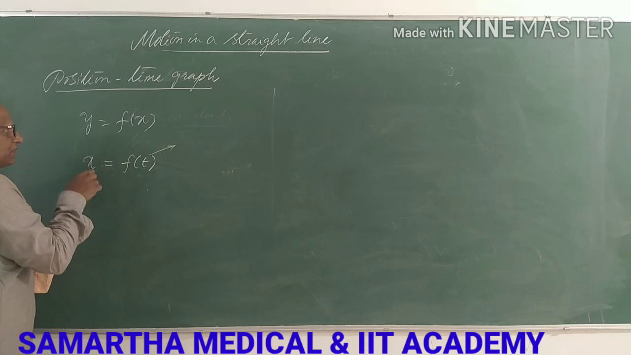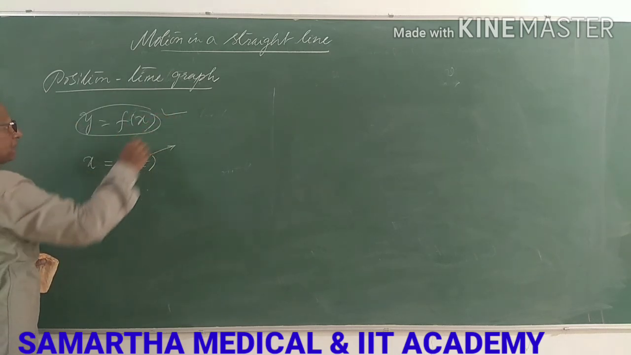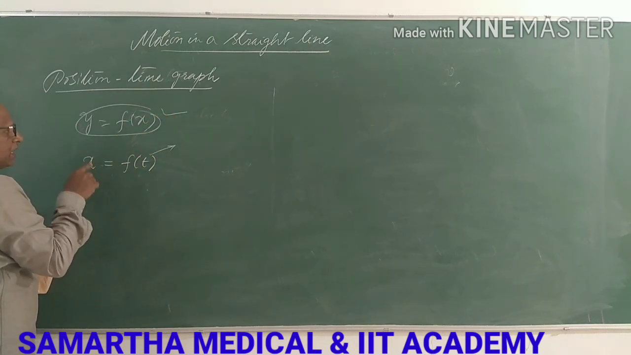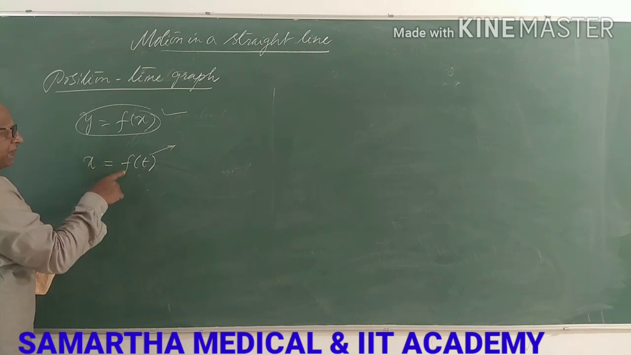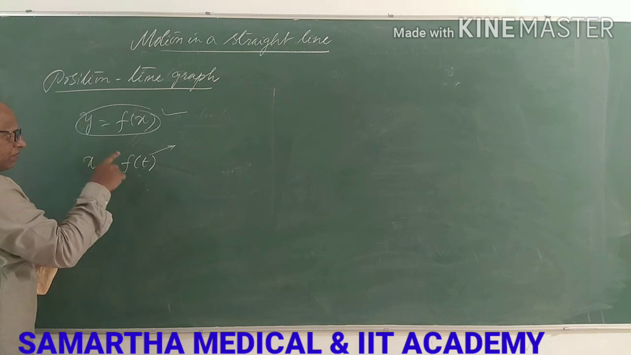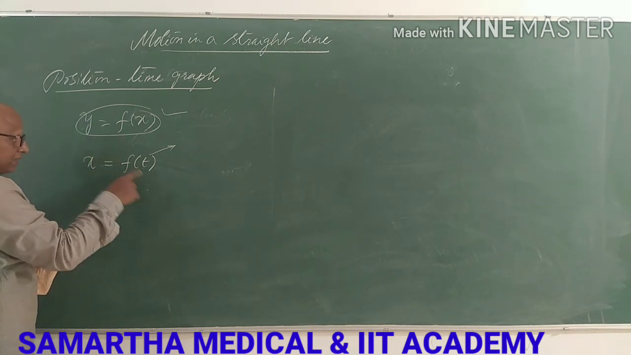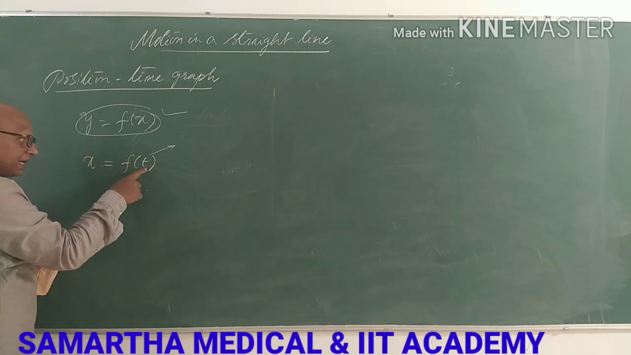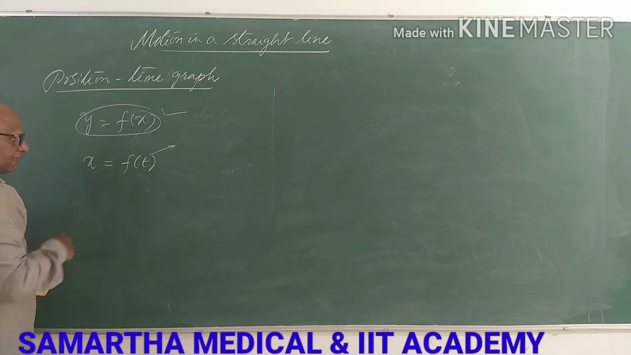X is called a position. Don't forget, this is about mathematical formulation. Now this is for physics. X means position. Position depends upon time. Time is the independent variable.